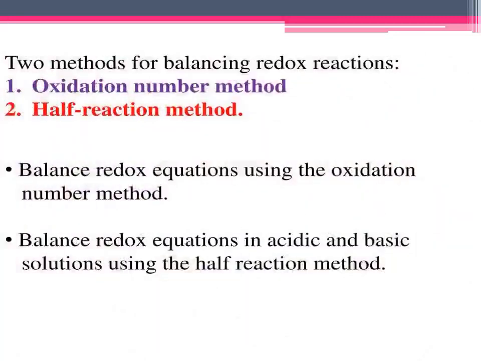Now we are going to see the balancing method of redox reactions. In a reaction, oxidation also happens and reduction also happens. So how can we balance the reaction? There are two methods: the oxidation number method and the ion electron method, which is also called the half reaction method. Both are based on the same principle.